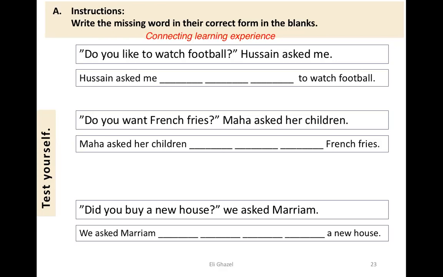So, do you like to watch football? Hussein asked me. Hussein asked me, blank, blank, blank, to watch football. Second one, do you want French fries? Maha asked her children. Maha asked her children, blank, blank, blank, French fries. And did you buy a new house? We asked Mariam. We asked Mariam, four blanks, a new house.